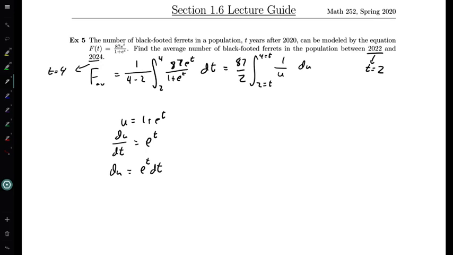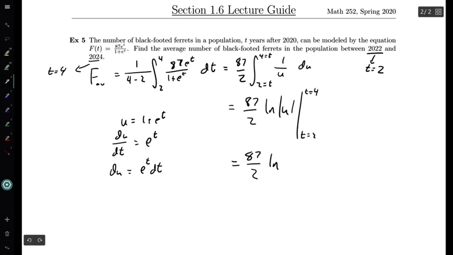And now we know what the integral of 1 over u is. It is the natural log of the absolute value of u. And we're evaluating from t equals 2 to t equals 4. In order to actually do this evaluation, we need to get our antiderivative, which is what we have now, back in terms of t. So we have 87 over 2 here, natural log of the absolute value of 1 plus e to the t, and we're evaluating this from t equals 2 to t equals 4.